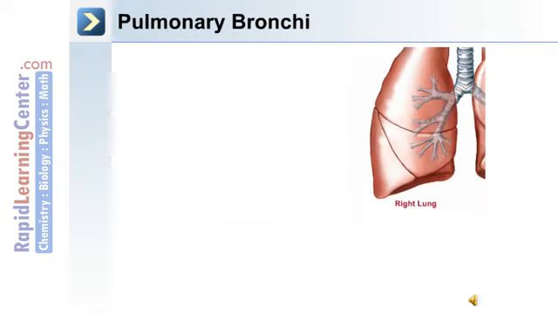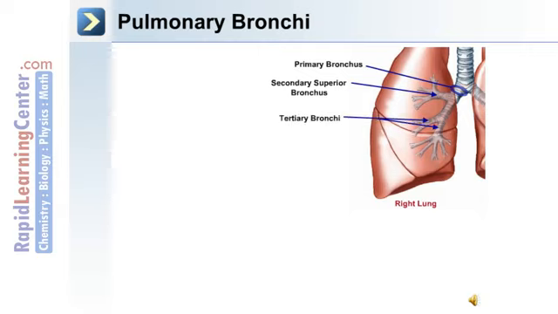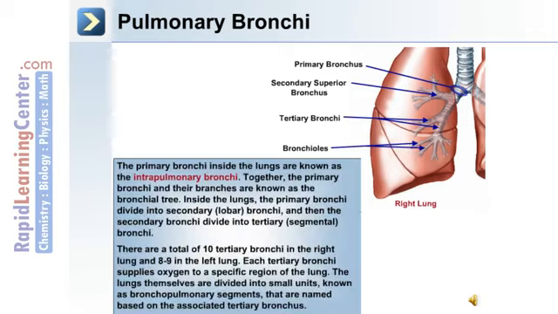The pulmonary bronchi. Inside the lung, the primary bronchus divides into the secondary and tertiary bronchi. The tertiary bronchi give rise to bronchioles. The primary bronchi inside the lungs are known as the intrapulmonary bronchi, and together the primary bronchi and their branches are known as the bronchial tree.